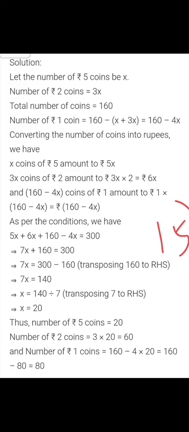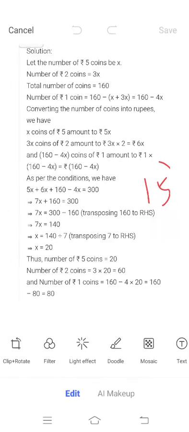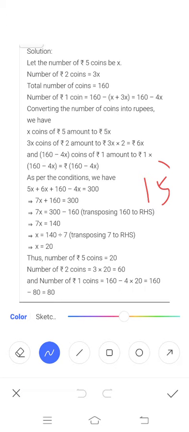And for the 2 rupee coin they have given a clue. The 2 rupee coin is 3 times the 5 rupee coin. So if the 5 rupee coin is x, then the 2 rupee coin will be 3x. And the total number of coins is how much? 160. So how many 1 rupee coins?